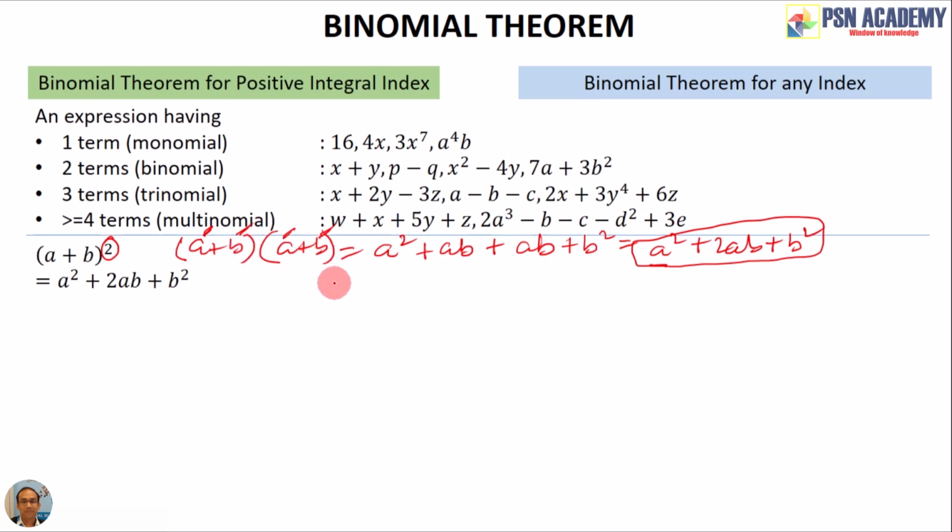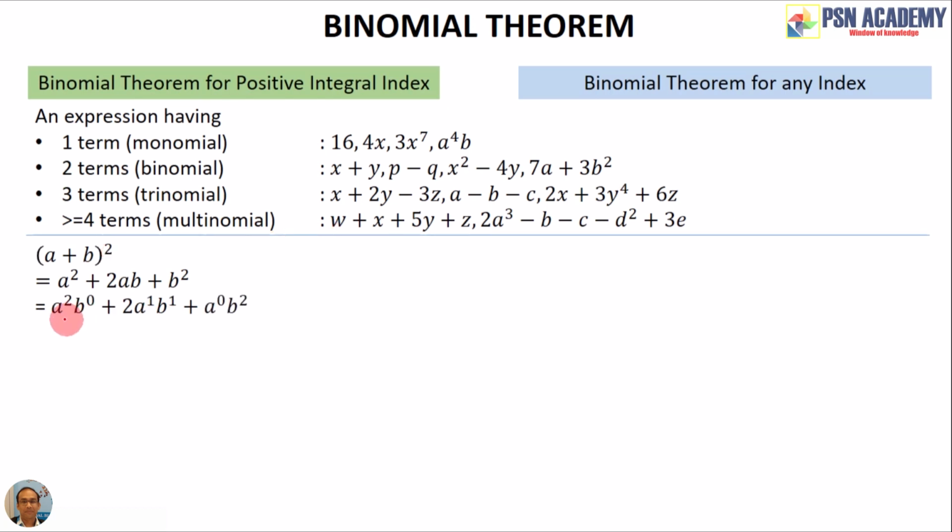Let us see. The first step is that we will involve both the variables in all these terms in the expansion. So in this first term, b is missing. In the second term, both a and b are there. That's all right. But in the third term, you see b² is there. That means a is missing. So we will try to involve this a and b in all those terms. This is the first step, right?